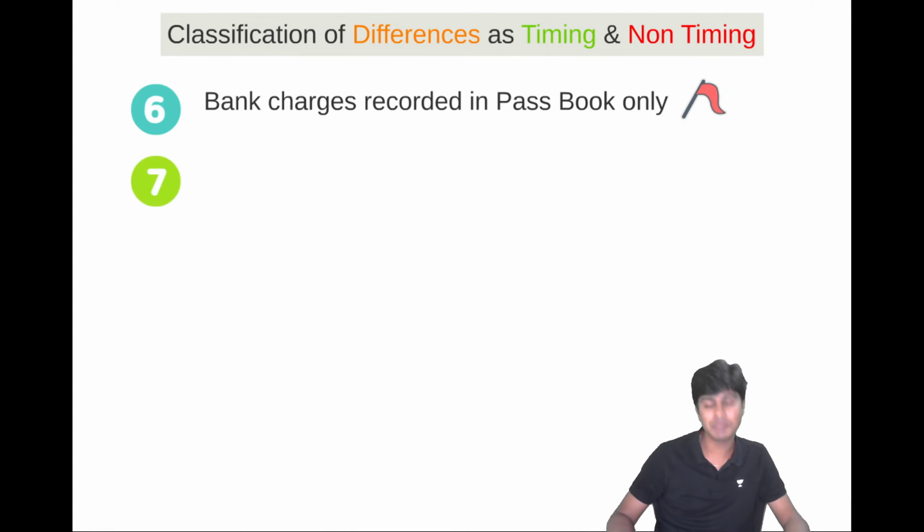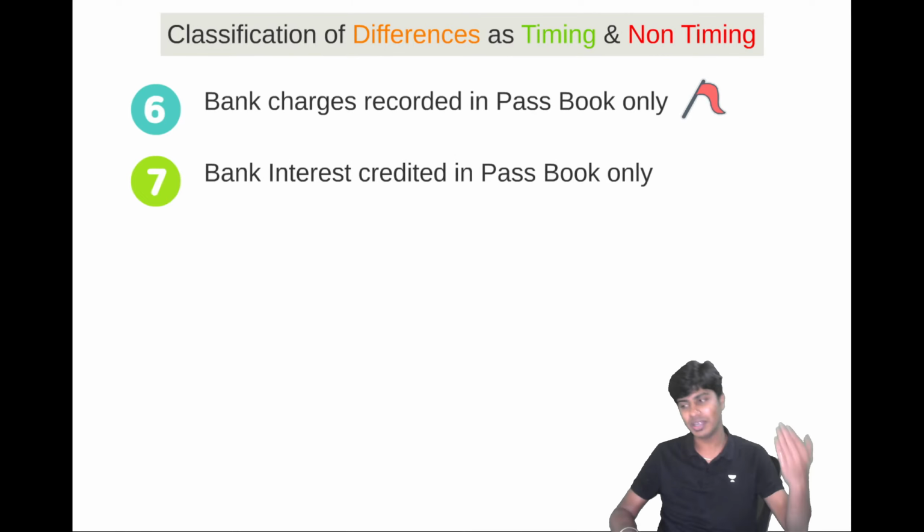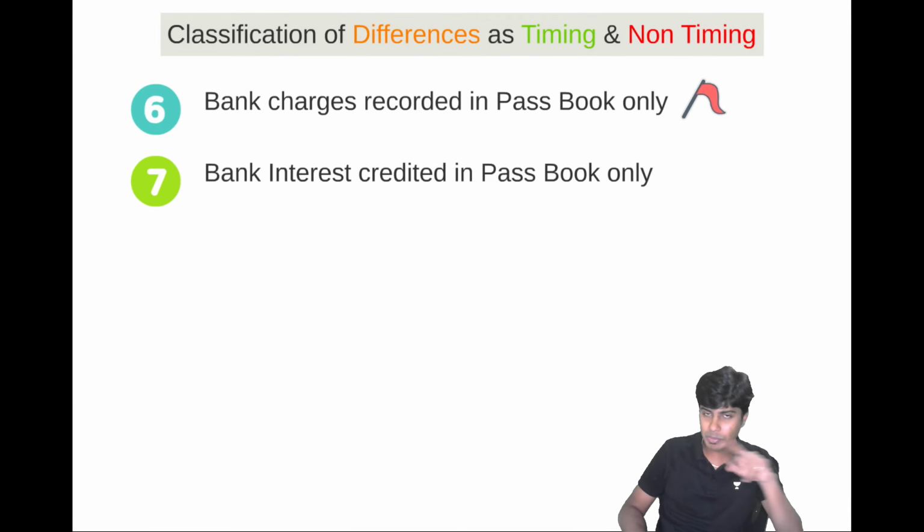So this is a non-timing difference. Similar is the case with regard to bank interest credited in passbook only. Bank interest is our income. We have to enter it in cash book and post it to P&L. If you have not entered it in the cash book and the entry is made only in the passbook, there will be a difference, and this difference is because of our error of omission. So there is an error in cash book and you have to rectify it, and this is a non-timing difference.